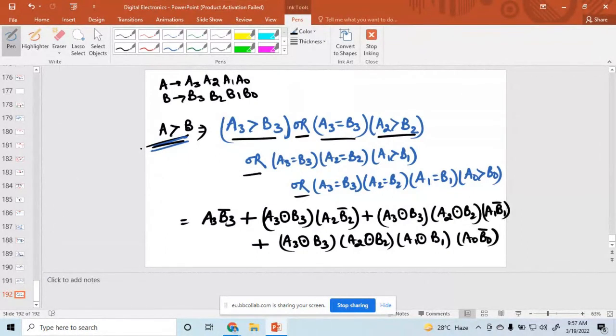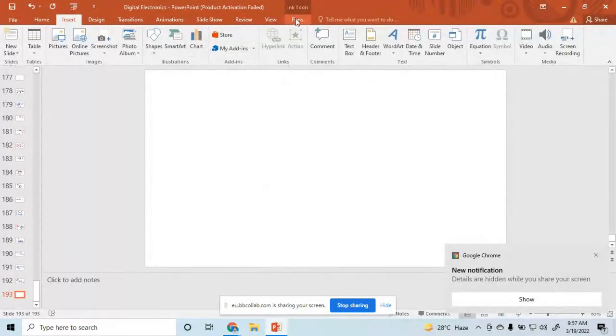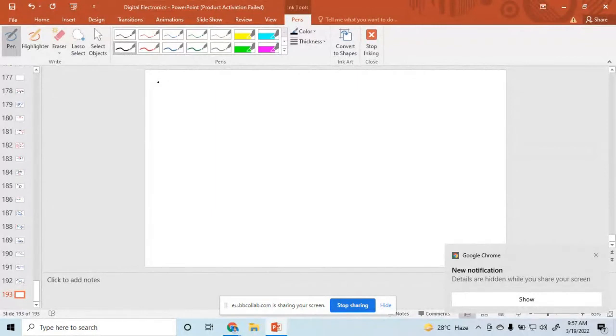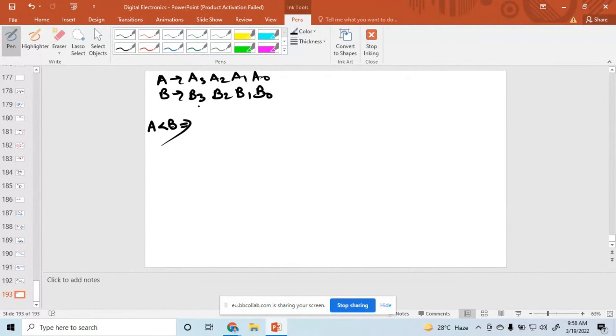Similarly, what is the condition for A less than B? So here I'm writing A. A is A3, A2, A1, A0, and B is B3, B2, B1, and B0. And our condition is, what is the condition for A is less than B?